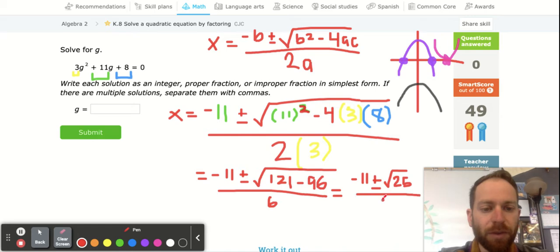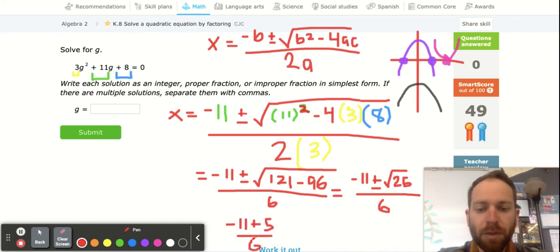So this is just like negative 11 plus or minus the square root of 25, which as we know is 5. And it makes sense, right? Because when you take the square root, there's two answers. There's the positive version and the negative version. 5 times 5 is 25, and negative 5 times negative 5 is 25. So you could rewrite this two ways. It could be negative 11 plus 5 divided by 6. That's the plus or minus. And then there's the negative version, which is negative 11 minus 5 divided by 6. So let's simplify these and see what we get.